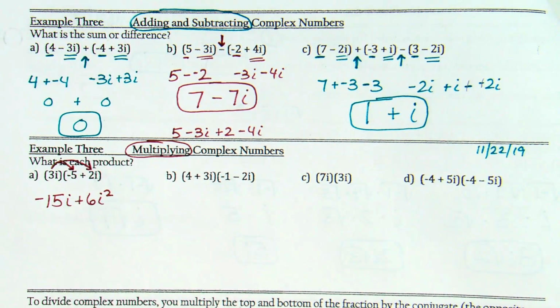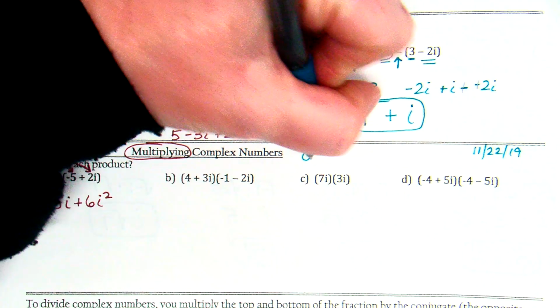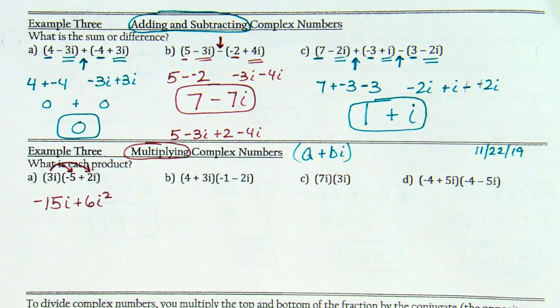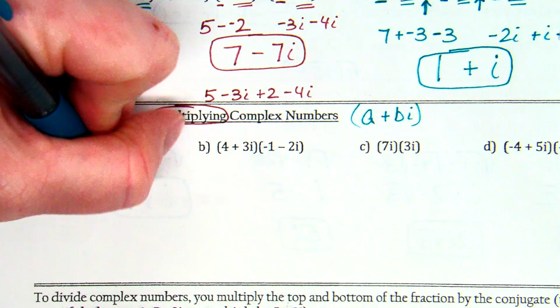Now, do I get to leave it in this form? No. These are complex numbers. Everything we do today should be in the form a plus bi, which means a real part and an imaginary part, but we should never have i squareds in our answer. Because what do we know about i squared? That i squared is a negative 1.